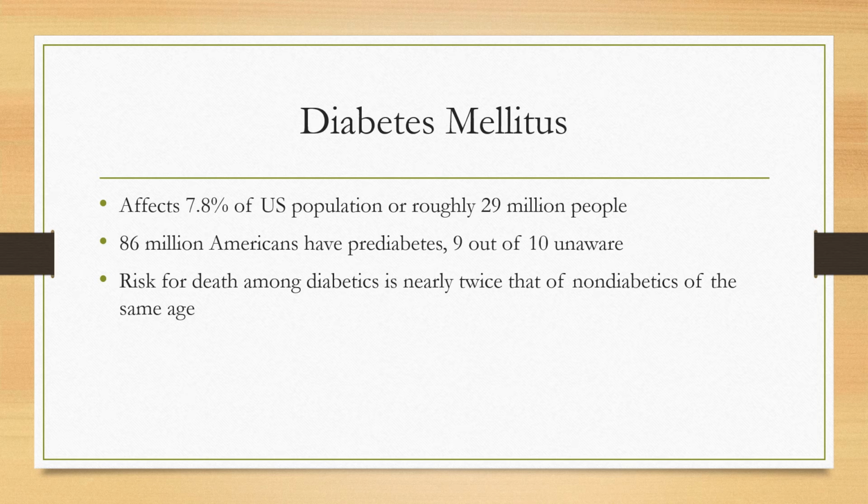And then we'll talk a little bit about diabetes. It's about 8% of the population, or 29 million people, and about 86 million Americans have prediabetes, but most of them aren't aware that they do. And diabetes really increases your risk of mortality. It's nearly twice that of non-diabetics of the same age.